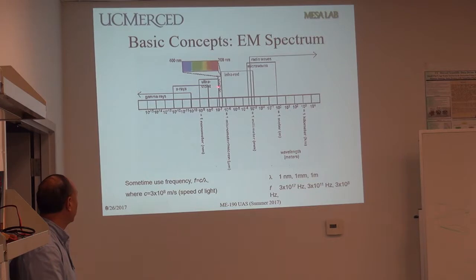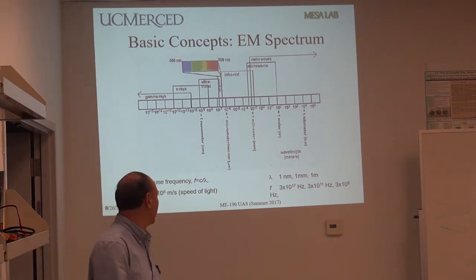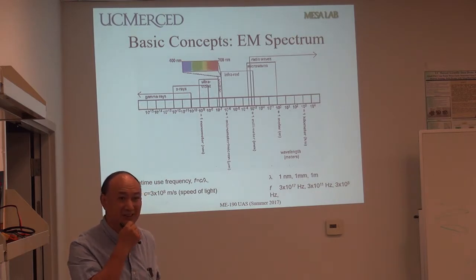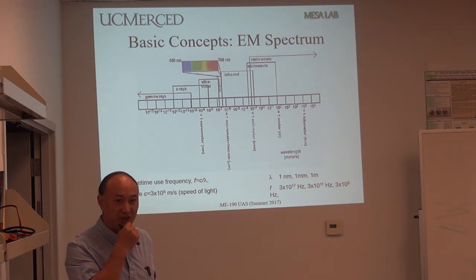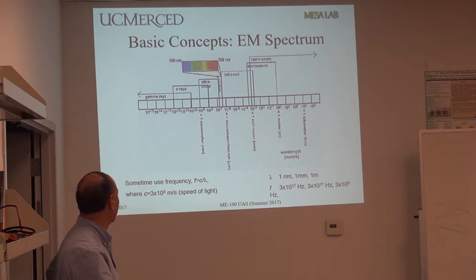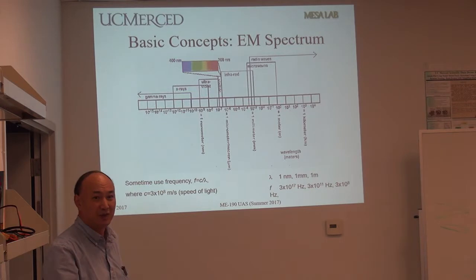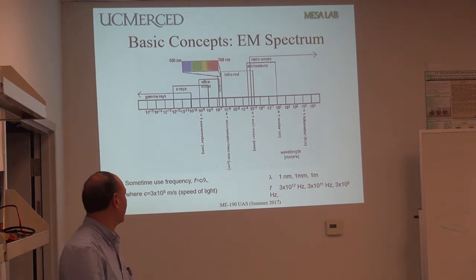The visible region is very small, from 400 nanometer. How many powers of 10 is nano? Minus six is micro, minus nine is nano. So this is 0.4 micro, it's 400 nano to 700 nano. This is called the visible band. It's a very narrow one from here.